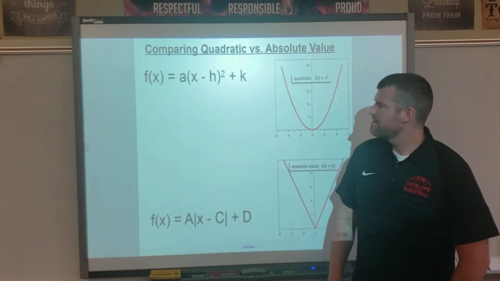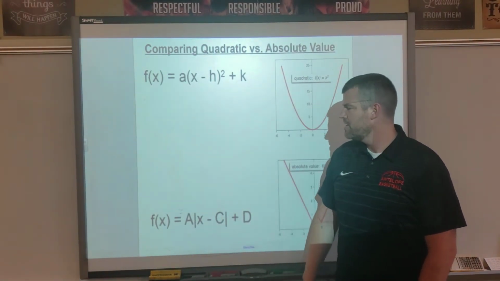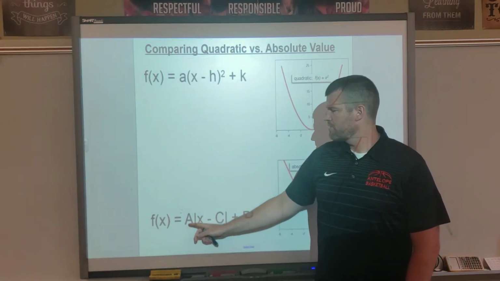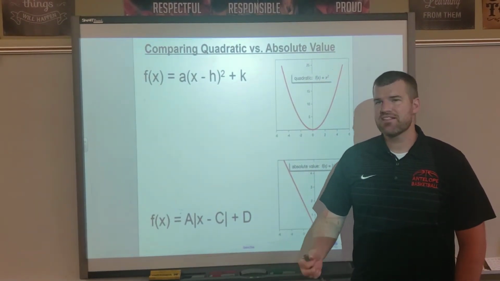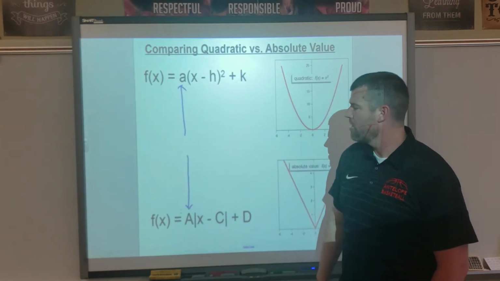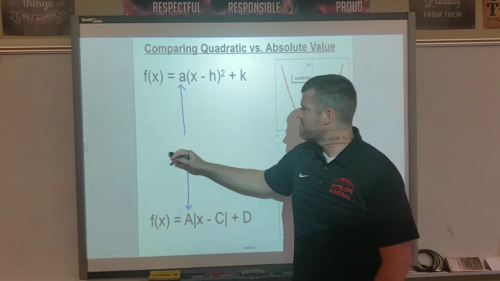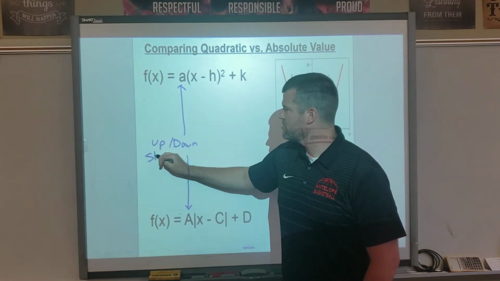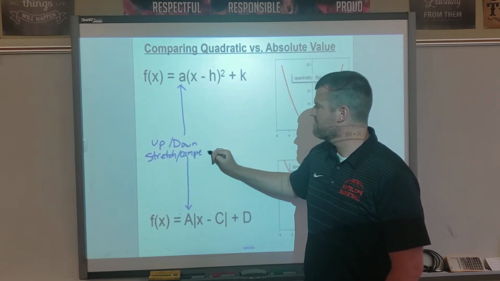Sometimes we actually do use A, H, and K for absolute value, but we're going to start to transition you a little bit into something called transformation form, which is where we use a capital A, a capital C, and a capital D. But it's the same exact thing. This A here and this A here are going to indicate, does your graph open up or down, and is it stretched or compressed? So this is still going to be up versus down, and stretch, compress. So the A value still does the same thing.